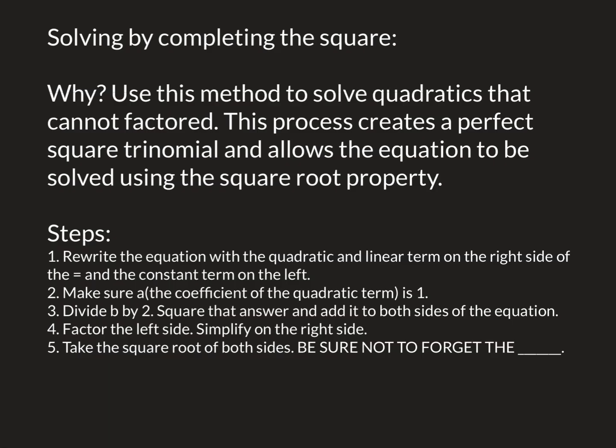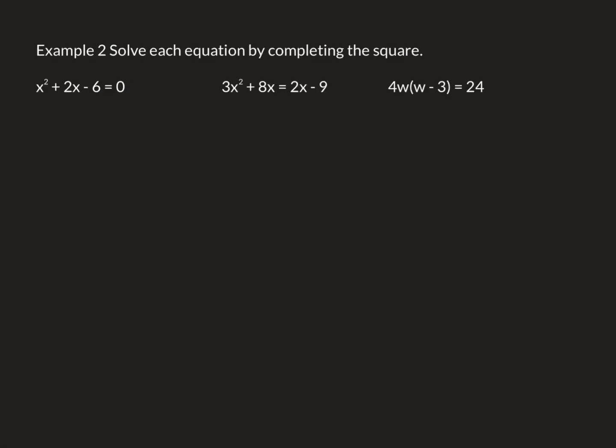After we factor the left side and simplify on the right side, then we will take the square root of both sides, and just like before, don't forget to write plus or minus when you take the square root of both sides. Okay, let's go to example 2. Example 2 has 3 questions.